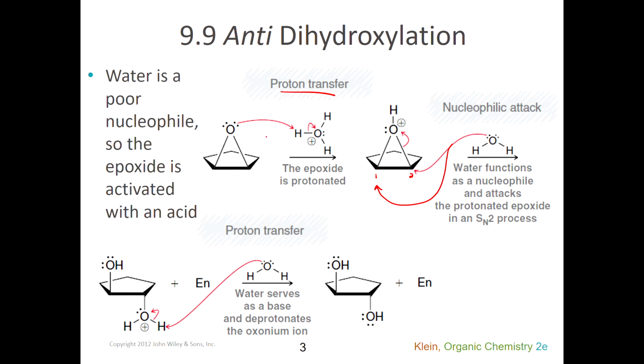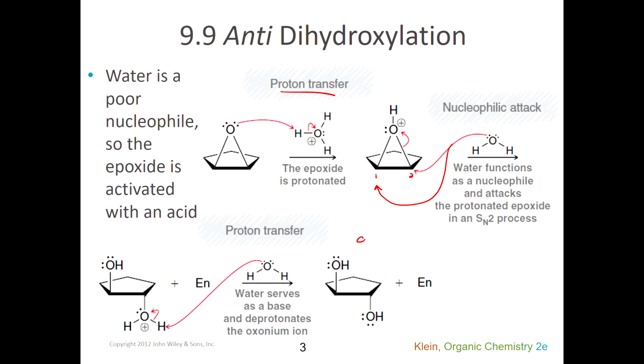Proton transfer, whether the positive is on one oxygen or another, doesn't make a big difference. Opening up the ring will alleviate a lot of that ring strain. I will no longer have the angle strain or the torsional strain that I had before. And then lastly, the oxygen will pick up that proton to make the diol.